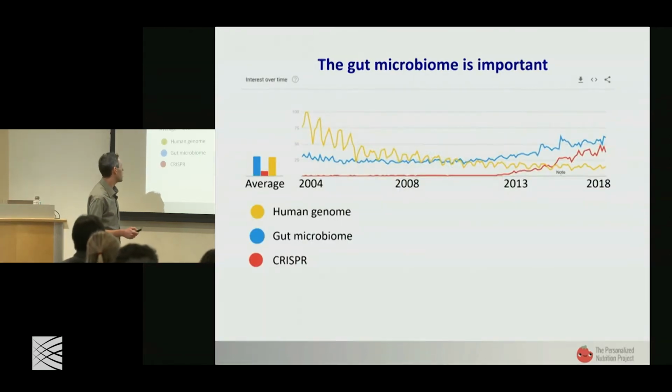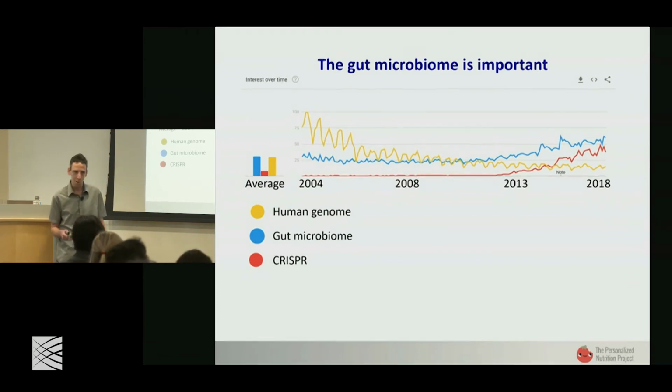here's a graph I pulled off Google Trends a few days ago. So apparently the heyday of the human genome was back in 2004. And now it's the time of the gut microbiome. But it looks like CRISPR is about to overtake us all soon.